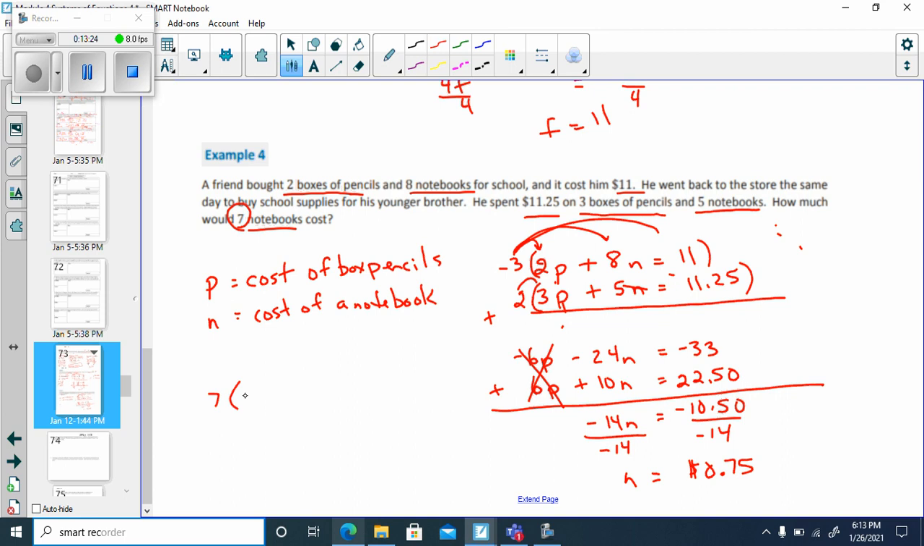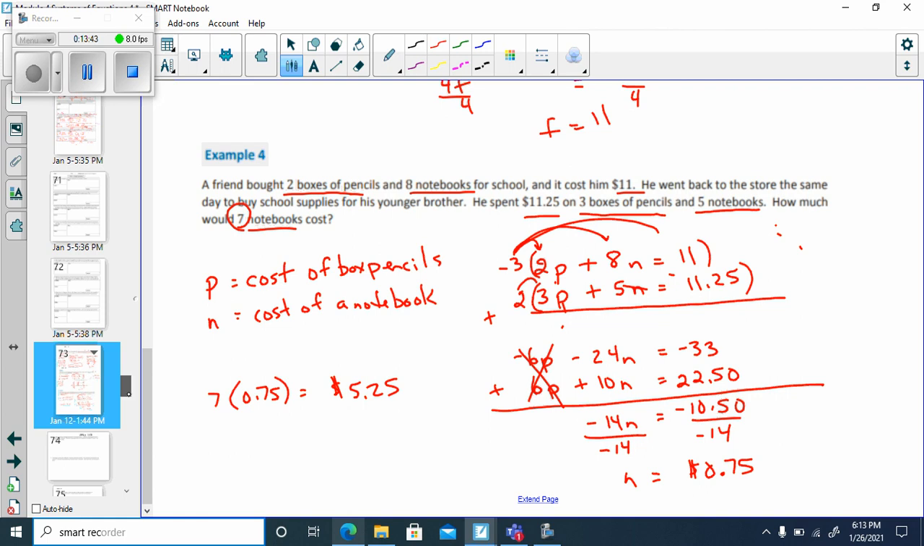Let's multiply 75 cents times 7 notebooks, because it's 75 cents per notebook. And what do I get? I would get $5.25 would be the cost for 7 notebooks.